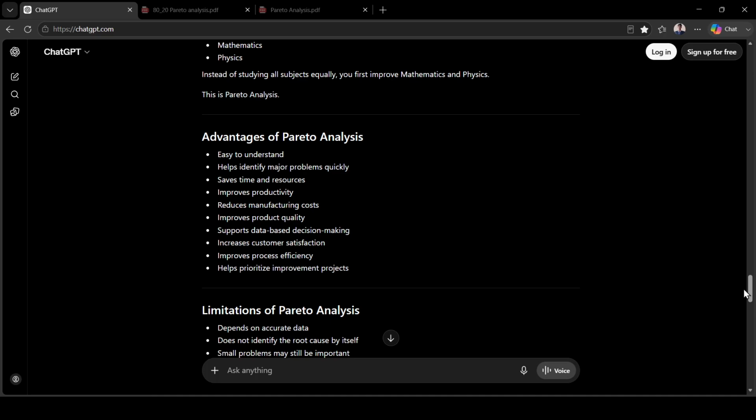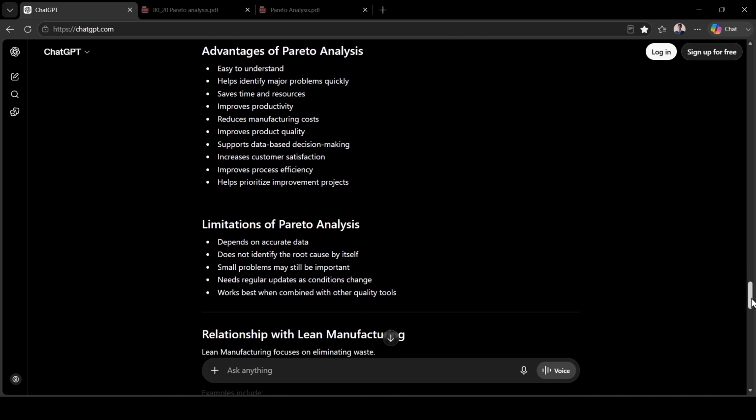The advantages of Pareto analysis: easy to understand, helps identify major problems quickly, saves time and resources, improves productivity, reduces manufacturing cost, improves product quality, supports data-based decision making, increases customer satisfaction, improves process efficiency, and helps prioritize improvement projects.